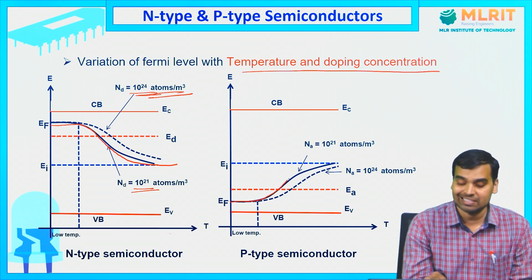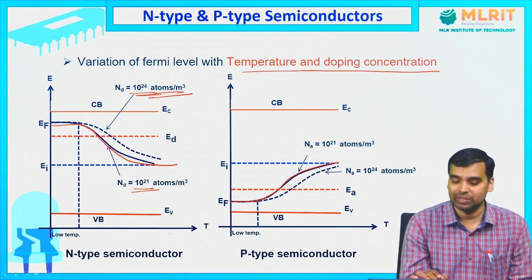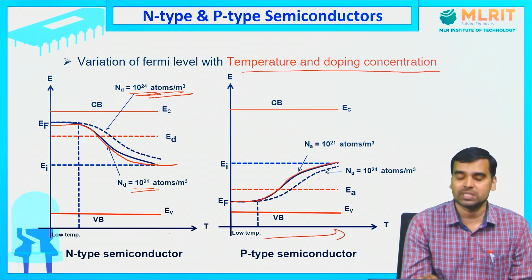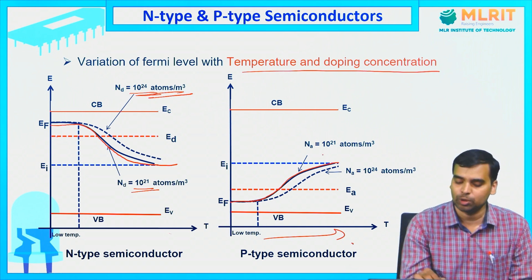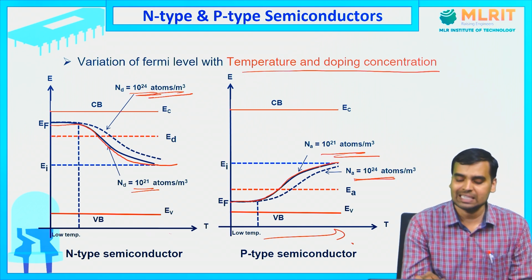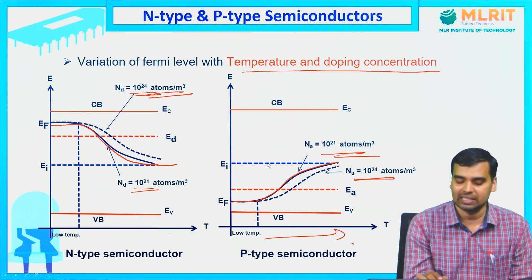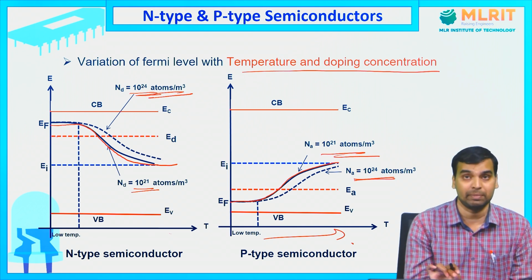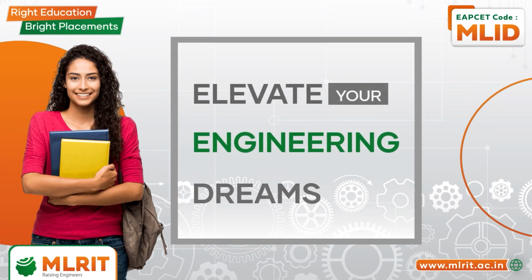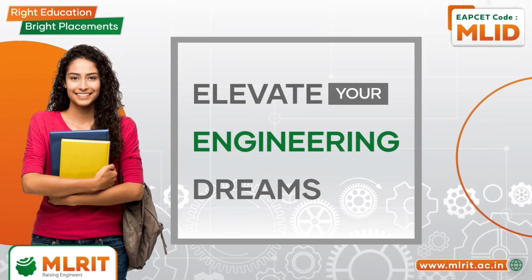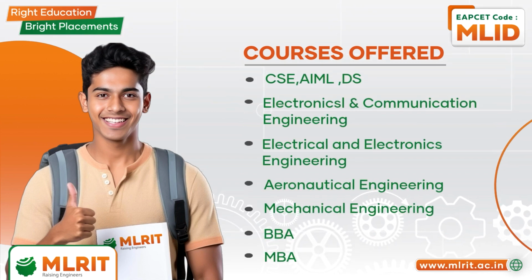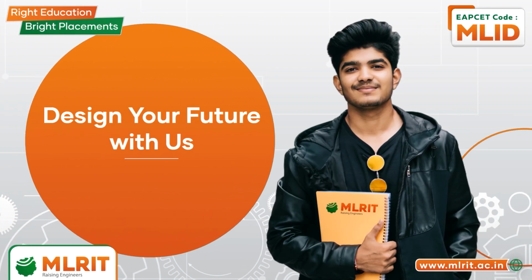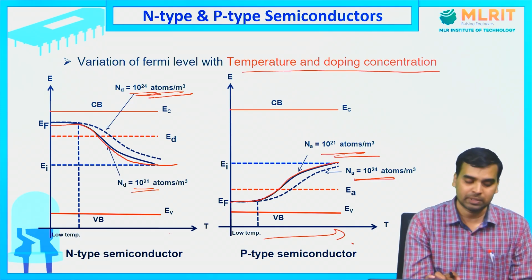Now, in a similar way, when we increase the temperature and doping concentration, the Fermi level increases. Here the Fermi level increases with increase in temperature and doping concentration. At a certain high temperature and a certain high doping concentration, the Fermi level gets equal to the intrinsic Fermi level. This is in the case of p-type semiconductors. I hope it's clear now.